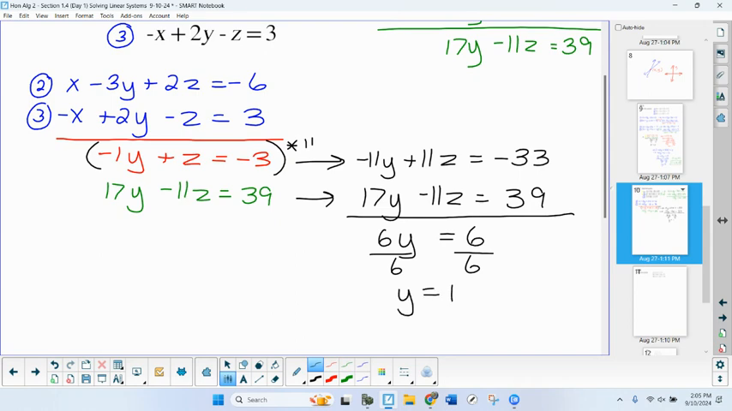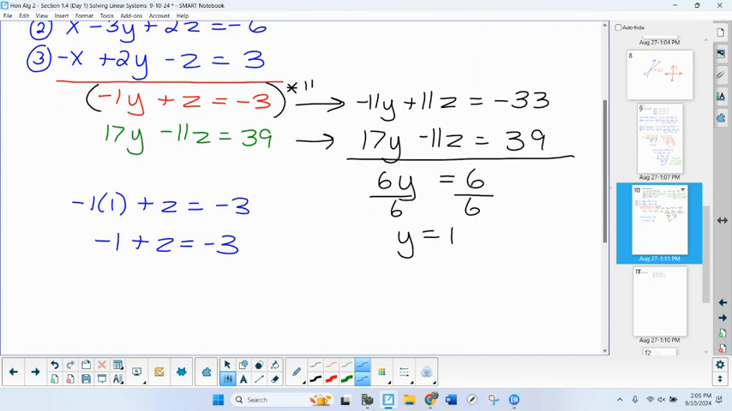Which one do you want to go back into then to find z, Ethan? Top one. So -1 times 1 plus z equals -3. What's -1 times 1? Most of you will just start at that step, and that's fine. What are you going to do now, Ethan? Add 1 to both sides, and when you do, what do you get for z? -2. All right.